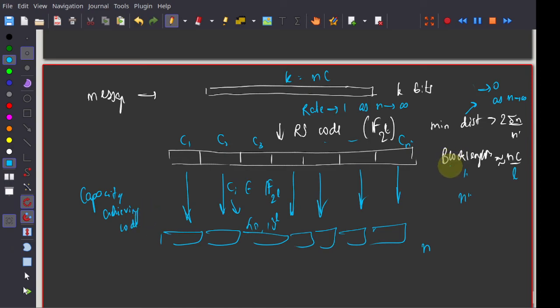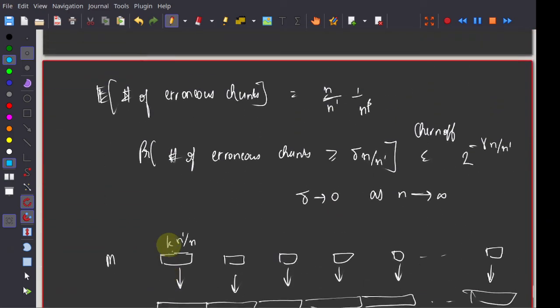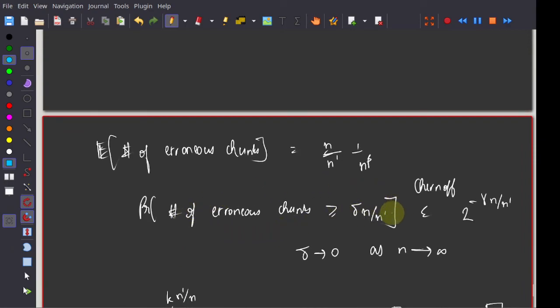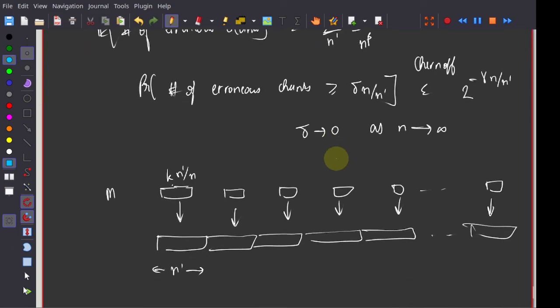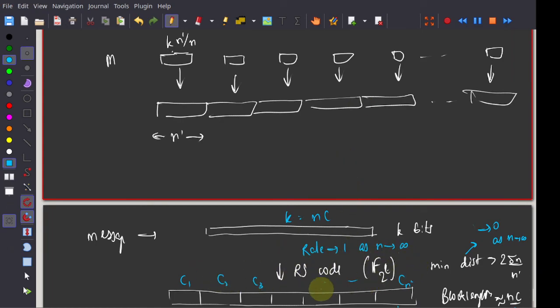What guarantees do I get? Firstly, the overall probability of error now decays exponentially in n. You agree because of this, right? Because the number of blocks in error is at most delta times n. So the probability that the number of errors is greater than delta times n decays exponentially in n. And as long as the number of erroneous chunks is less than this, the Reed-Solomon code is definitely going to correct it.